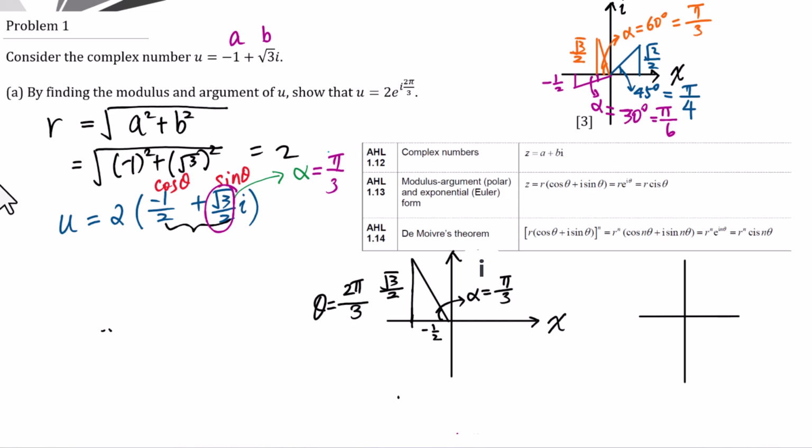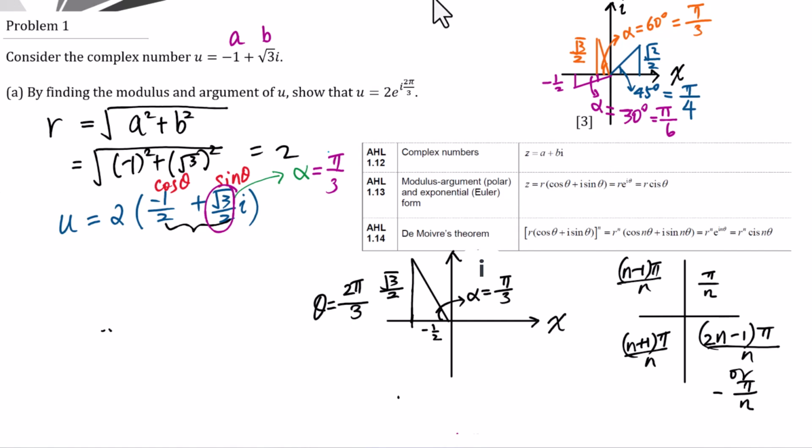For special angles, pi over n for the first quadrant. Second quadrant is n minus 1 pi over n. Third quadrant, n plus 1 pi over n. Fourth quadrant, 2n minus 1 pi over n, or negative pi over n.